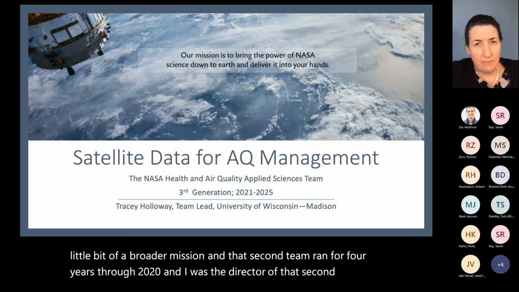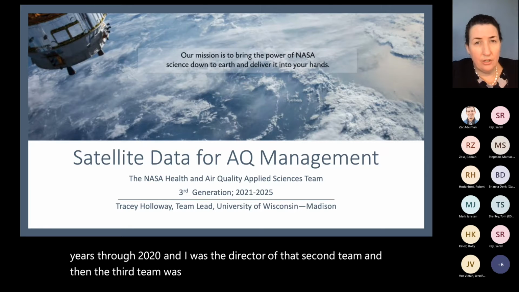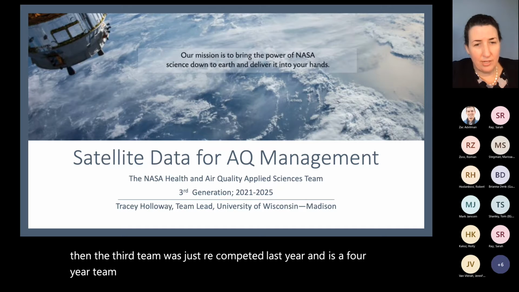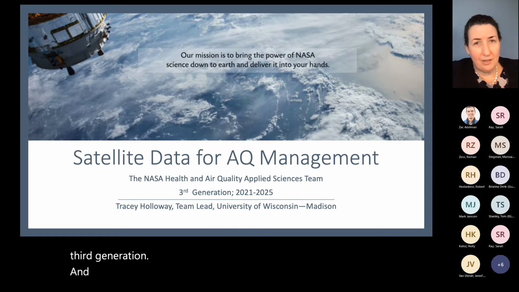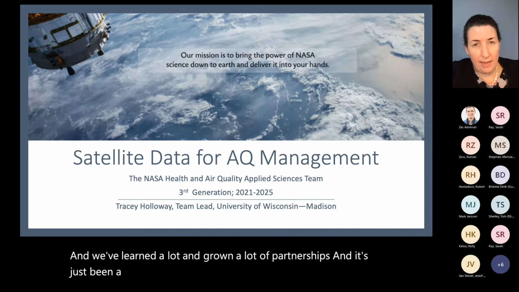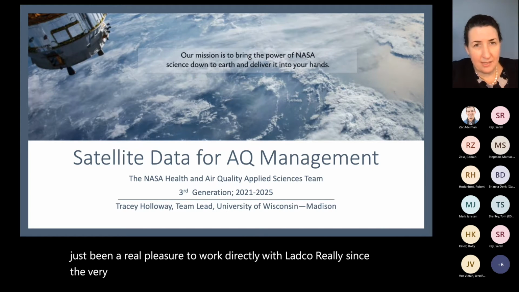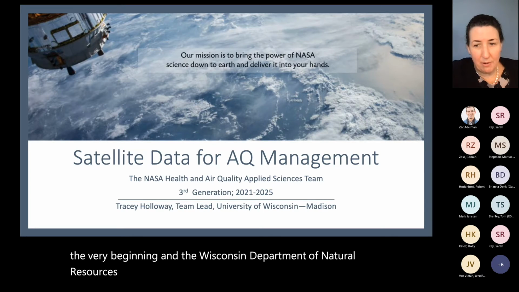I was the director of that second team. And then the third team was just recompeted last year and is a 4-year team, which I'm leading now. So that's why we call it the third generation. We've learned a lot and grown a lot of partnerships. It's just been a real pleasure to work directly with LADCO, really since the very beginning, and the Wisconsin Department of Natural Resources and many other state partners in our region.